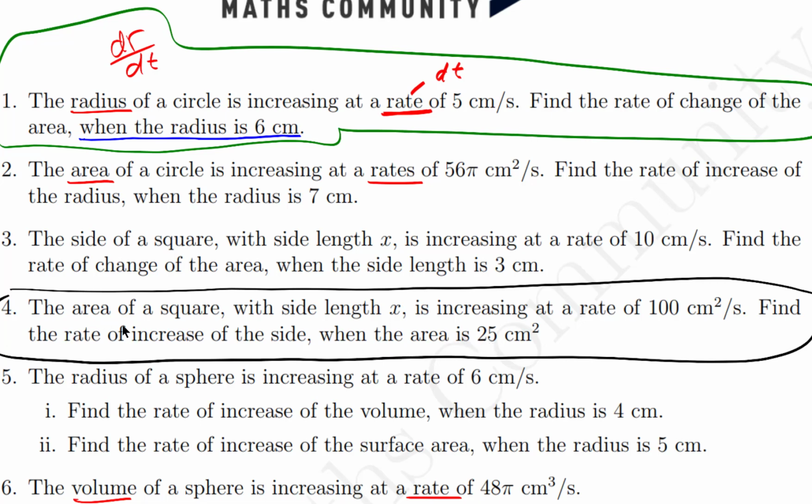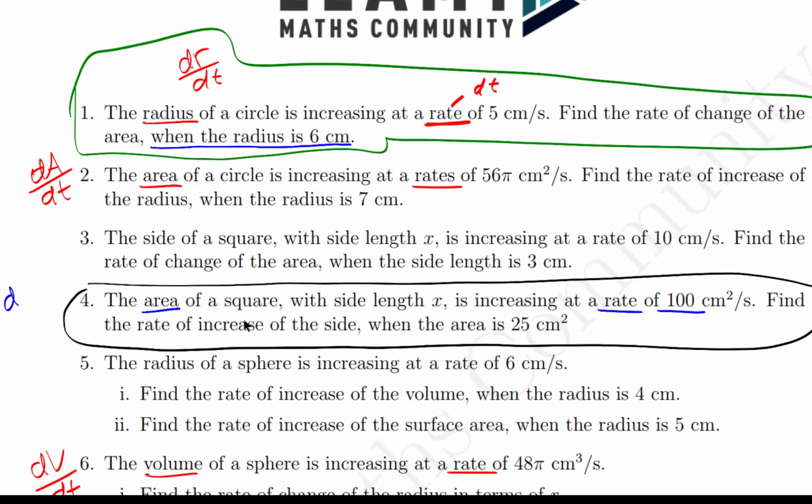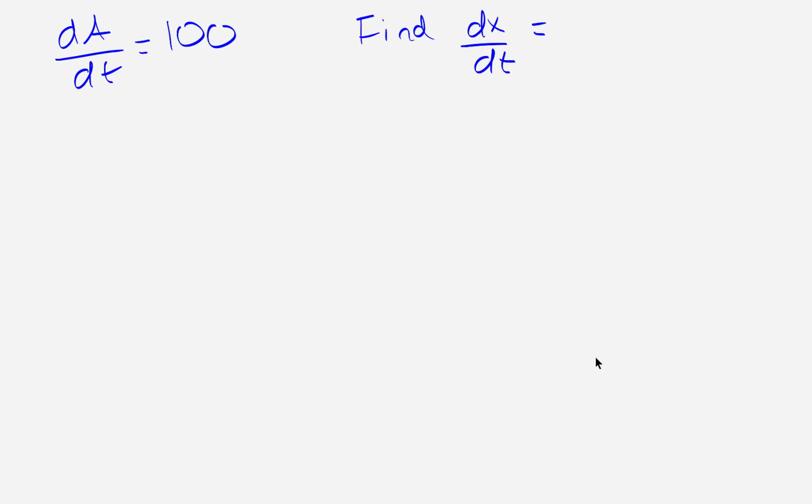Right, so we're told the rate of the area. The area is increasing at a rate of 100. So that's telling me that dA/dt is 100. And it's asking me to find the rate of increase of the side. The side is x, so I'm being asked to find dx/dt. So dA/dt equals 100, and I want to find dx/dt. That's what I'm looking for.